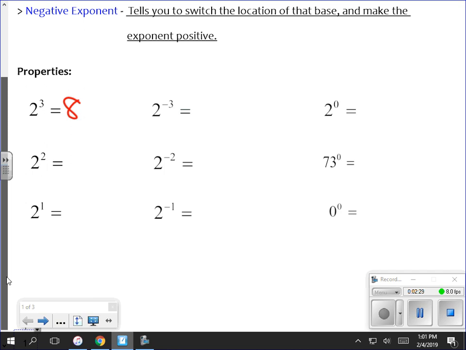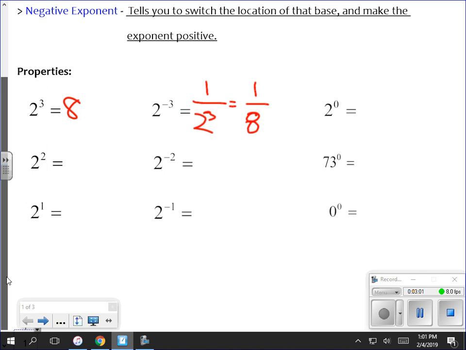2 to the negative 3. Now this is where it gets a little confusing. The negative in the exponent has nothing to do with the sign of the answer. A negative exponent does not give you a negative answer. A negative exponent means that I have 1 over 2 to the 3rd power. The negative exponent means I move it to my denominator and make it a positive exponent, which means that I have 1/8, because 2 cubed is 8.